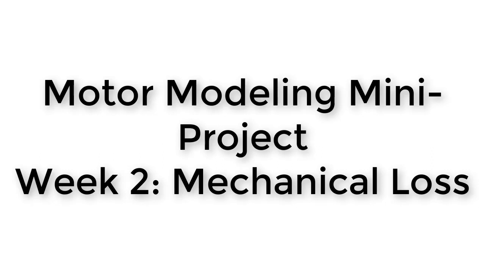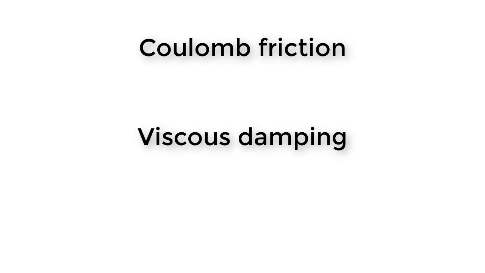This week, we'll be investigating mechanical energy loss in our system. Mechanical loss includes everything that causes our system to lose energy by dissipating it, usually to heat. We'll look at three sources of this loss: Coulomb friction, viscous damping, and deformation. Then we'll talk about how we might account for these sources of loss in our model.